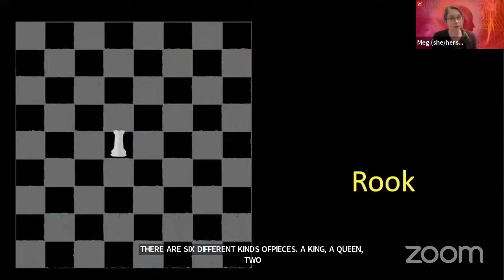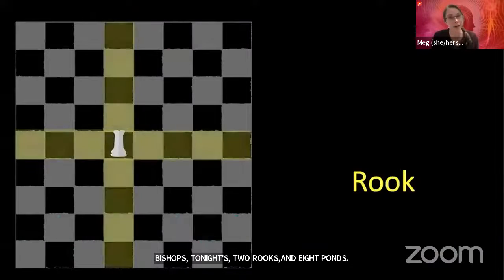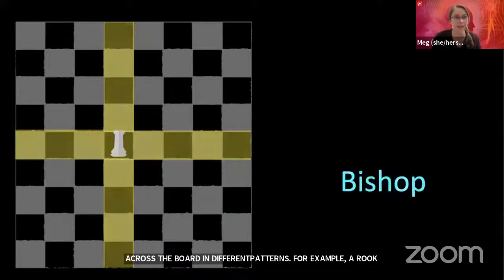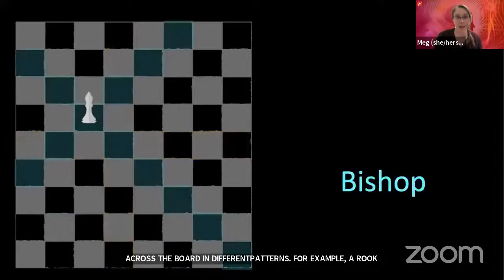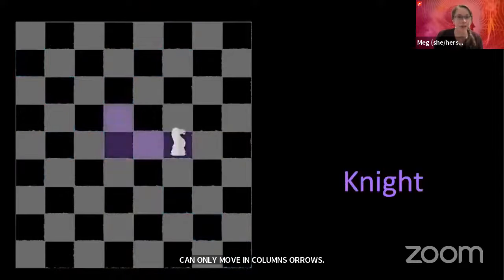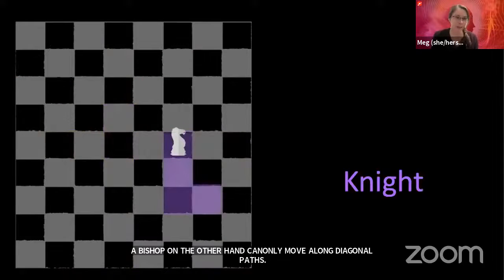So for example, a rook can move only along columns or rows, any number of spaces until it encounters an opposing piece. A bishop, on the other hand, can only move along diagonal paths. And a knight can move in this sort of L-shaped pattern, 2 over and 1 up, or 2 down and 1 over, or 1 up and 2 over.